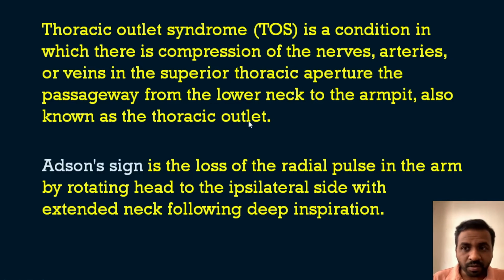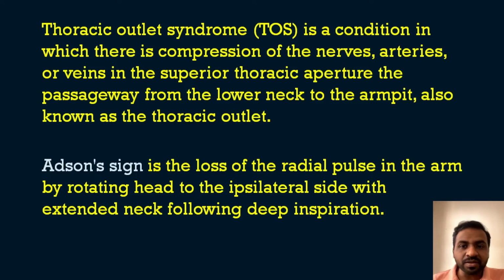So in the thoracic outlet there will be compression of the nerves, arteries or veins. This syndrome is known as thoracic outlet syndrome. So how can we elicit Adson's sign? Adson's sign is a loss of the radial pulse in the arm by rotating the head to the ipsilateral side, that means the same side, with extended neck following deep inspiration. So we have to tell the patient to take a deep inspiration, then rotate the head to the ipsilateral side, and we can see that there will be an absent radial pulse in that particular arm.